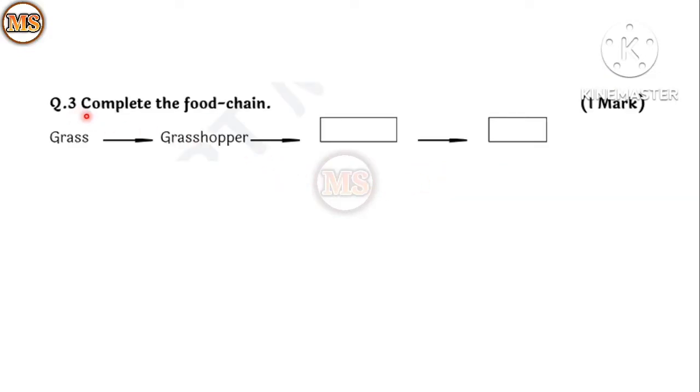Then question number 3: complete the food chain. This question is for 1 mark. We just have to fill in the gaps. The grasshopper depends on the grass, the frog depends on the grasshopper, and then the snake depends on the frog. So this is the food chain.